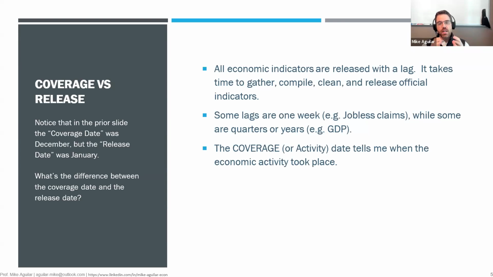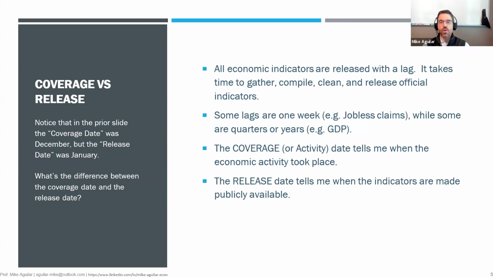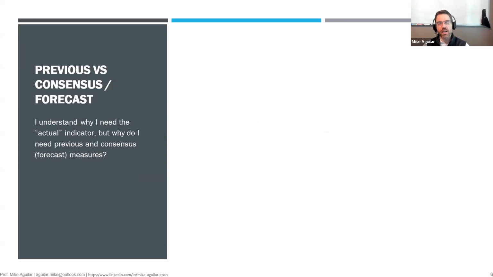So the coverage date, or the activity date, tells me when the activity took place. The release date tells me when the indicator was made publicly available. I'll give you some tips about that in just a second.